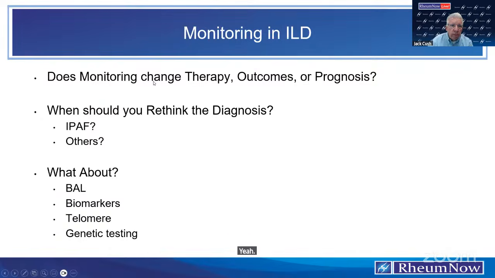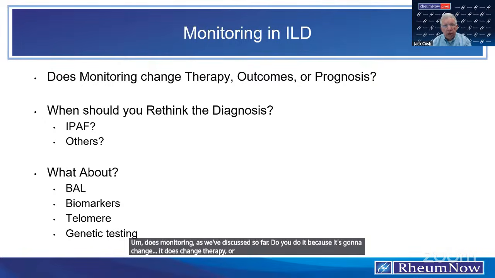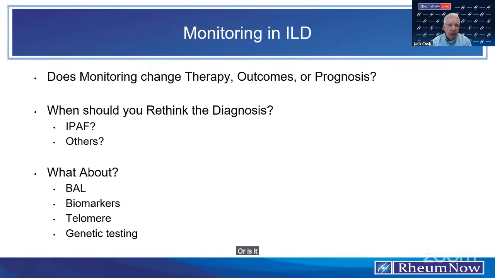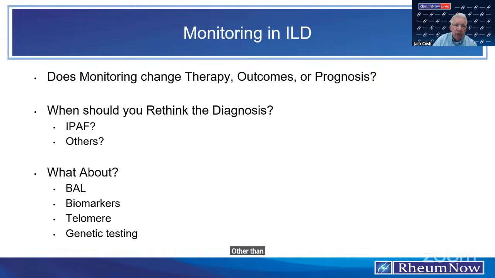Does monitoring, as we've discussed so far, do you do it because it changes therapy, or because it can change outcomes, or is it just for prognostic information? And the second question is, in patients that we're managing with ILD, when, if ever, do we rethink the diagnosis? Other than in IPAF patients who are on their way to maybe some diagnosis, where that's mainly a research construct. Who wants to take a stab at these?